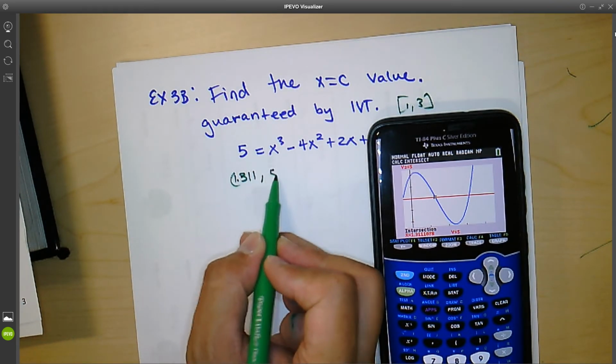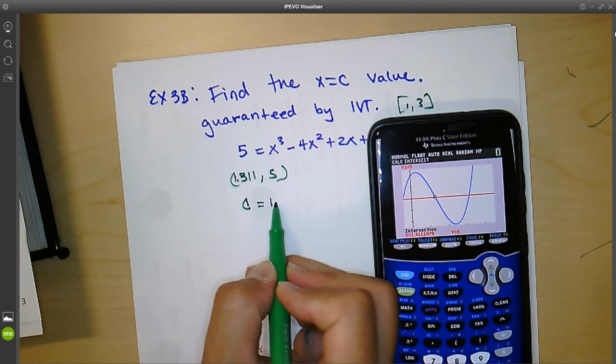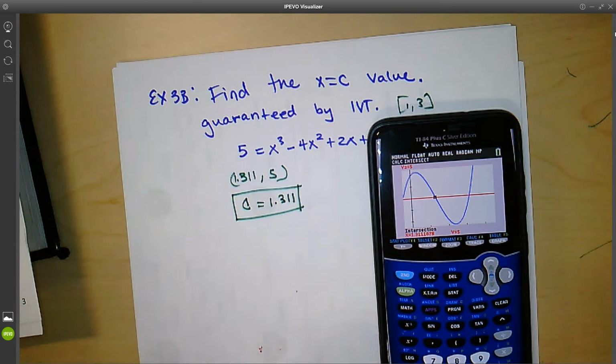1.311 and 5. So that means the C value is 1.311, such that when we plug that in, we get a 5 out. Guaranteed by the intermediate value theorem.